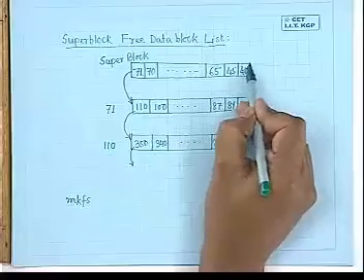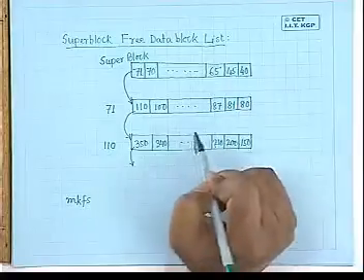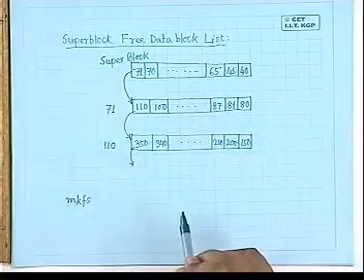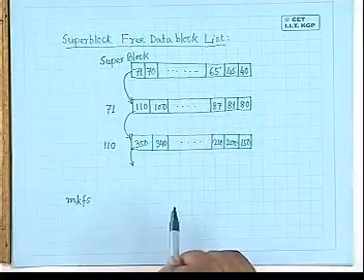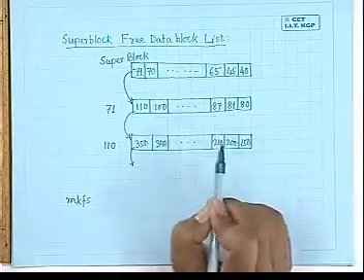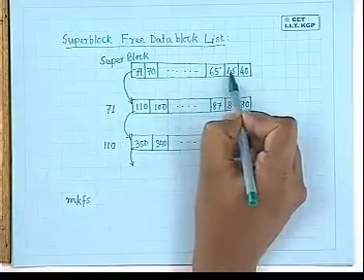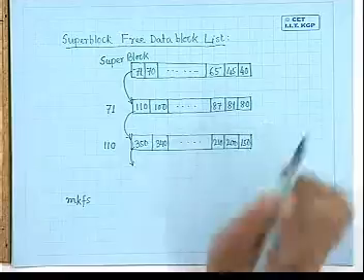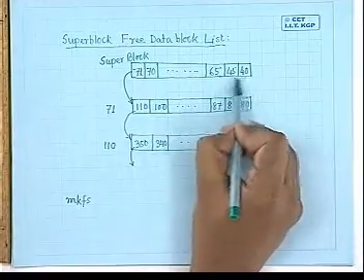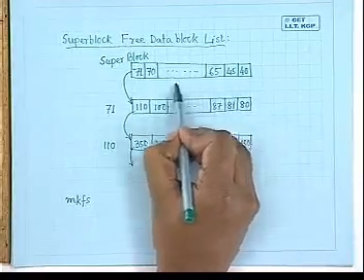Now the allocation process is very simple. Whenever a process requests a free block, it goes to the super block free block list, takes out this block, in this case block number 40, and gives it to the requesting process. Next time a process requests another block, it takes out block number 45 and gives it to the requesting process.